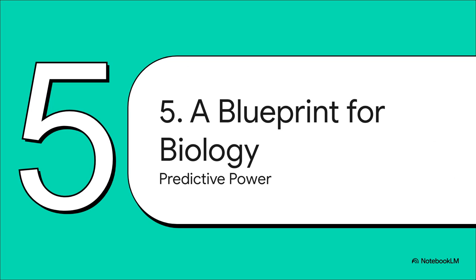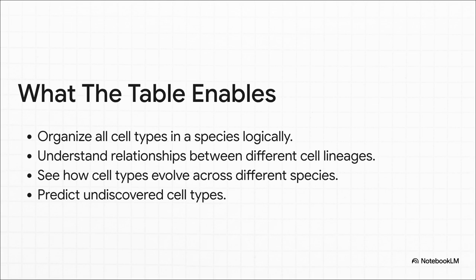So now that we have this framework, what does it actually let us do? Well, for the first time, we can logically organize every single cell in a species. We can finally see the exact relationships between different families of cells. We can even compare these tables across different species to understand how life evolves. But the most powerful thing, the real game changer, is its predictive power.